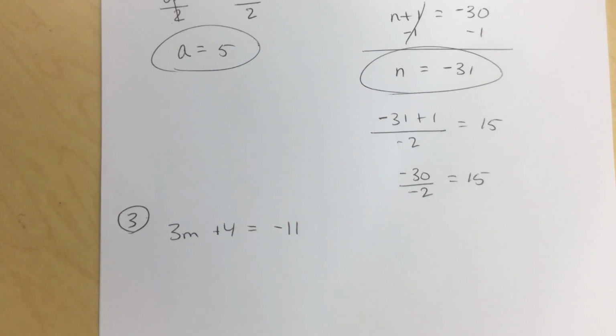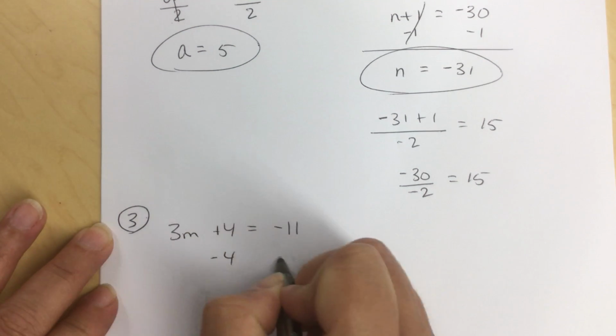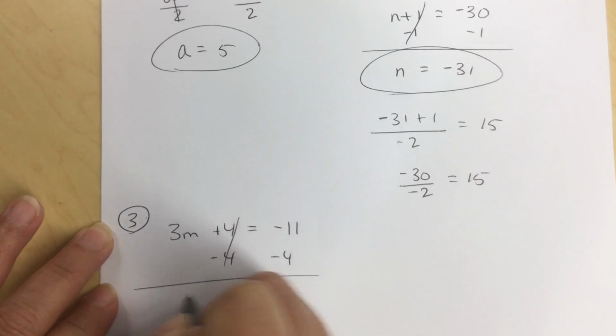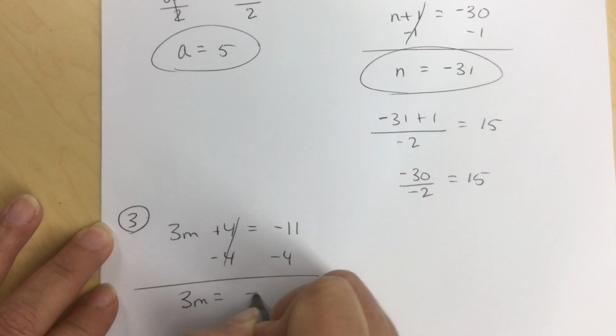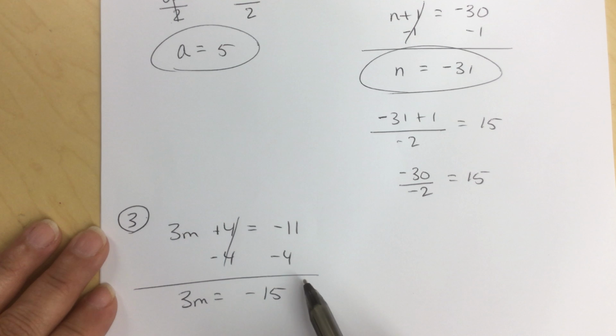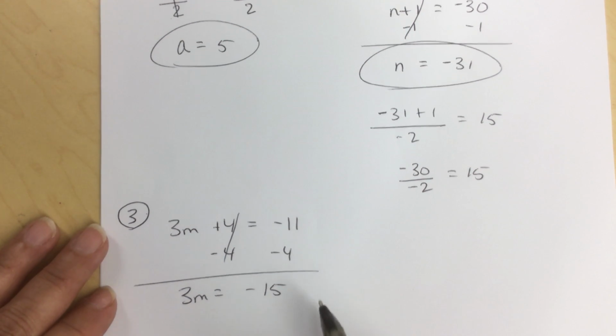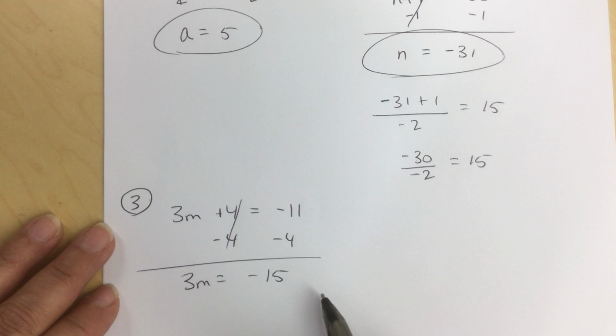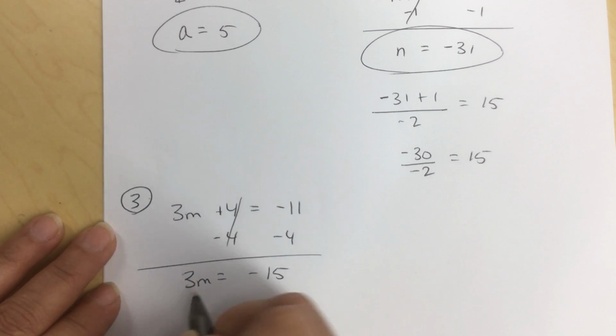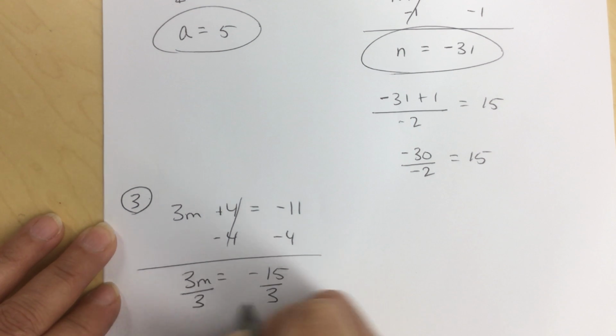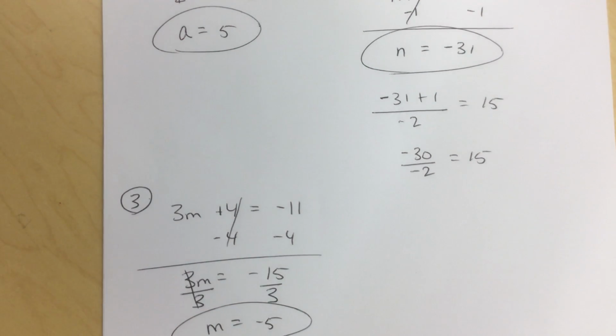Okay, so this is what you should have done. Subtract 4 from both sides. So you have 3m is equal to -15. This is a tricky part. -11 minus 4 is -15. A lot of people make mistakes when they're subtracting negatives. Then divide both sides by 3. m is equal to -5.